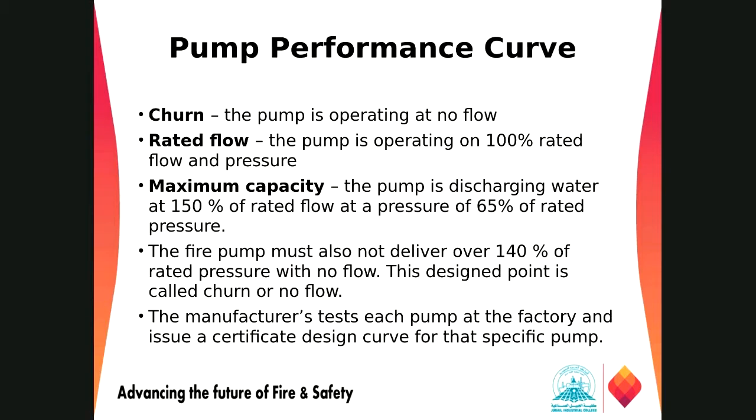Then look for the pump performance curve: the churn, the rated flow, the maximum capacities. We discussed that one, right? Churn is the no flow, rated flow is the 100% flow, and then capacities. The maximum capacity should be 150% at 65% of the rated pressure, right? The fire pump shall not deliver more than 140% of the rated pressure with no flow, right? The 140% is the top line. We cannot go higher than that one.